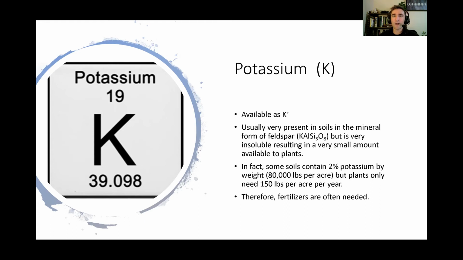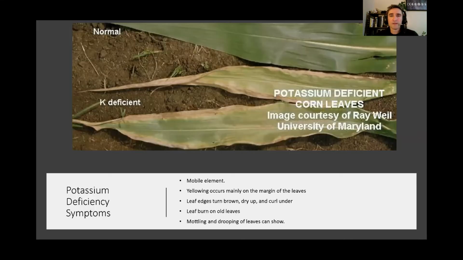So that's why potassium is the third element on the fertilizer bag. Here's an image showing a potassium deficiency. And this again is a mobile element. All of our primary nutrients are mobile because the plant needs a lot of them. With a potassium deficiency, we see yellowing occurring, but mainly on the margins of the leaves, not necessarily the entire leaf, as we would see with nitrogen.